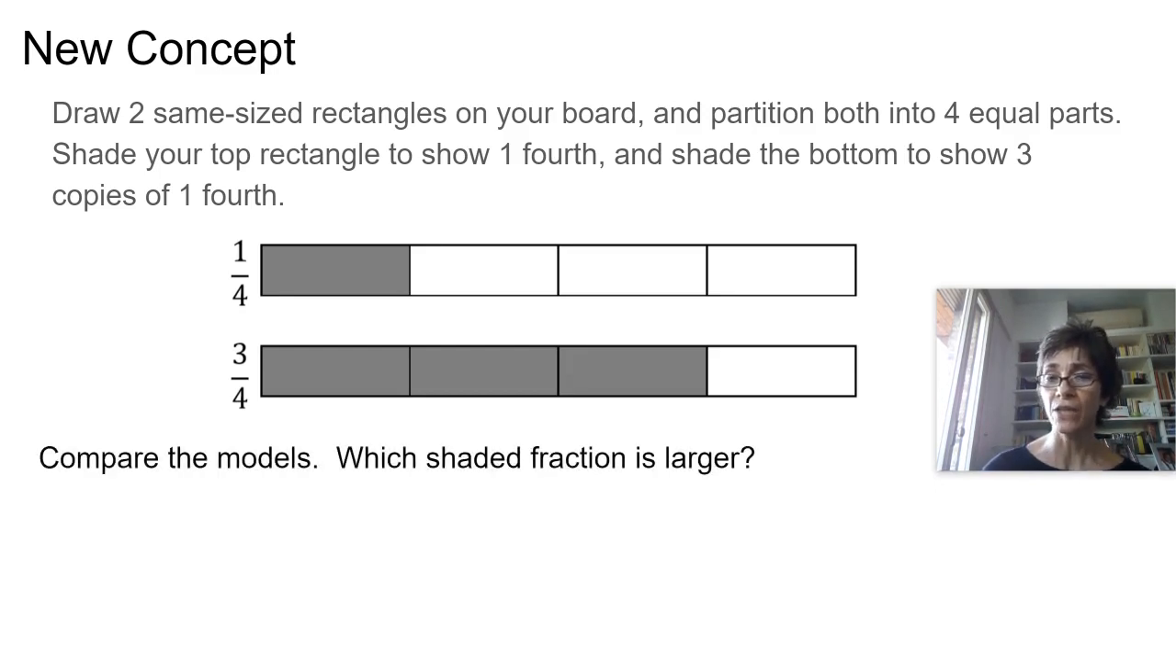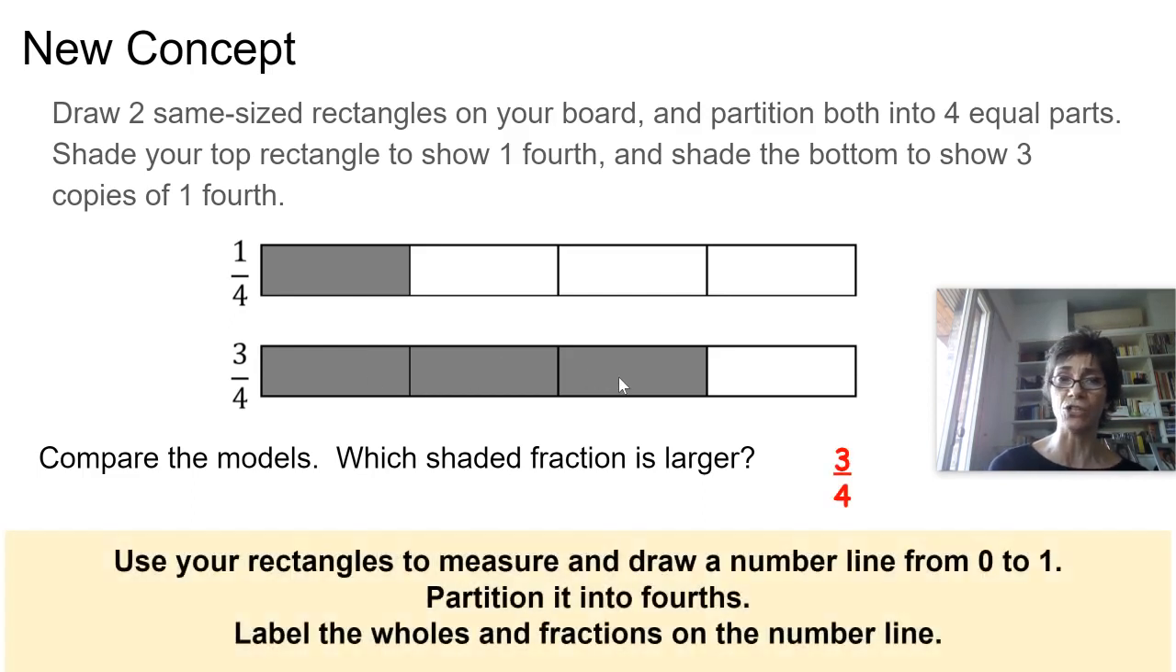Compare the models. Which shaded fraction is larger? Well, I can see it quite obviously, okay? So 3/4, this shaded fraction is larger, and it makes sense because I shaded 3 copies. In the first rectangle, I shaded 1 copy of 1/4, okay? 1/4. In the second one, I shaded 3 copies, 3 times 1/4. So obviously that one is larger.